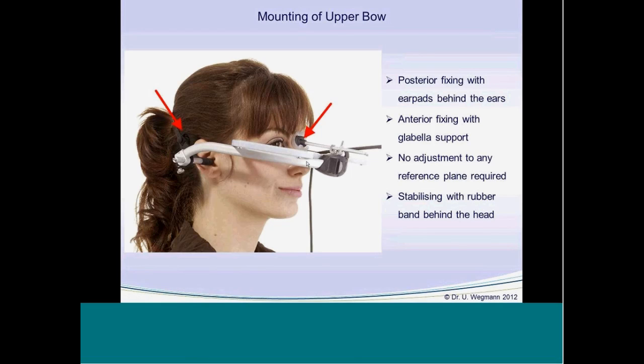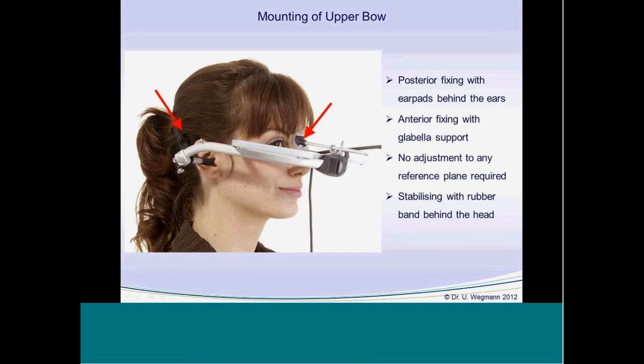As you can see here, this upper bow is attached to the head of the patient only with these ear pads behind the ears and with a glabellar support. And therefore, you do not have to adjust it to any reference plane or reference point. This is not really an earpiece. It's only for location of the posterior part of the bow, somewhat in relation to the joints. It's not a real adjustment.